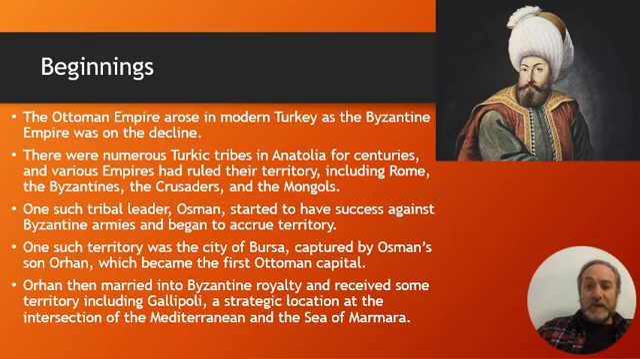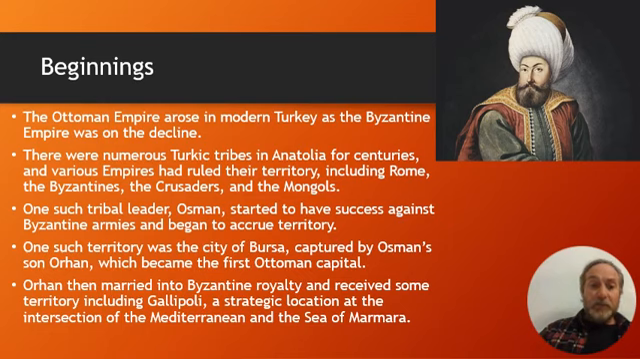One of these leaders, Osman, started to have some success against the Byzantine armies and began to gain a notable amount of territory. One of those areas that he conquered was the city of Bursa, and that was, well, actually his son conquered it. And that became the first Ottoman capital. So we started to have something bigger than a tribe, starting to become a large state.